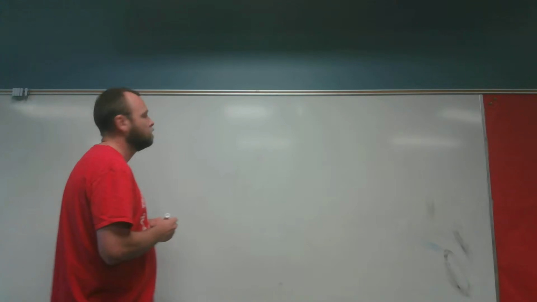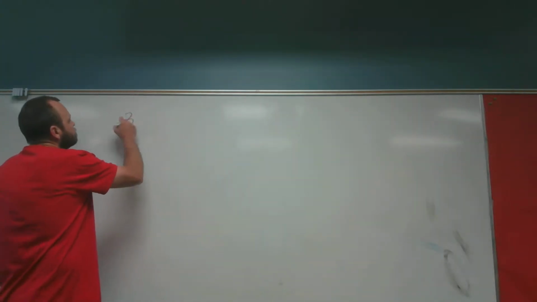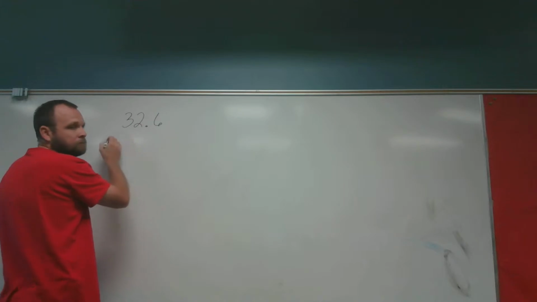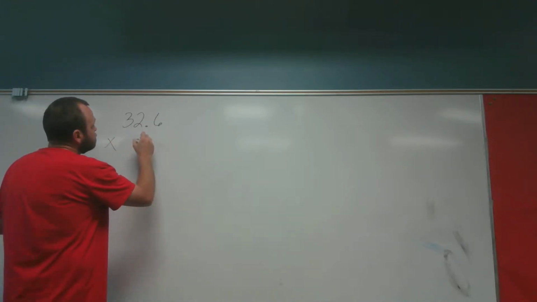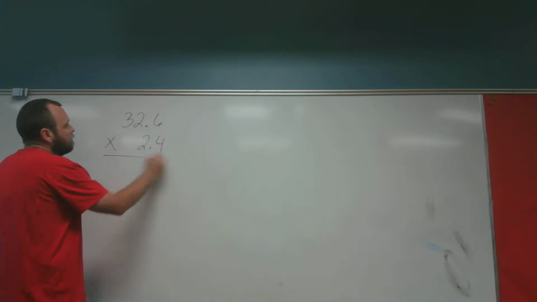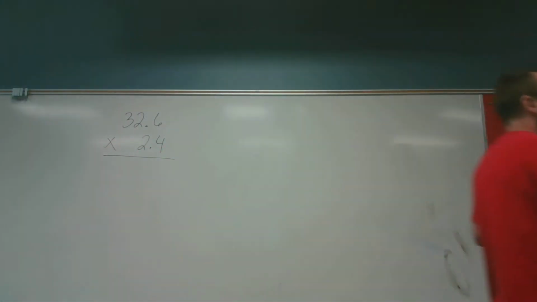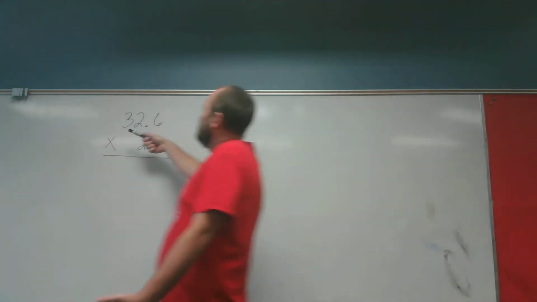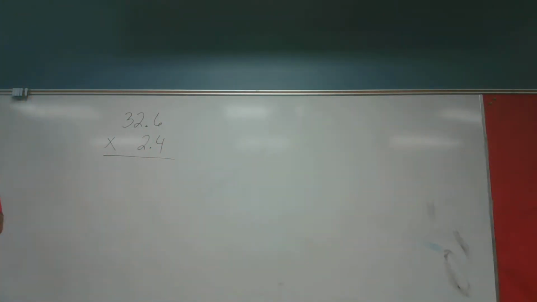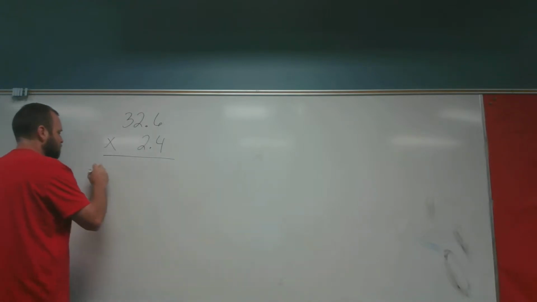And how do you say those numbers? 32 and 6 tenths times 2 and 4 tenths. Now, Izzy, the first thing we're going to do is estimate. So I'm going to say 33 times 2. What's 33 times 2, Izzy? 33 plus 33. 66. So our estimate is 66.